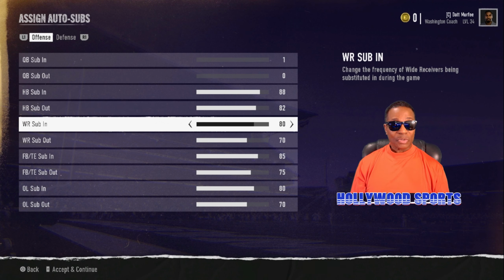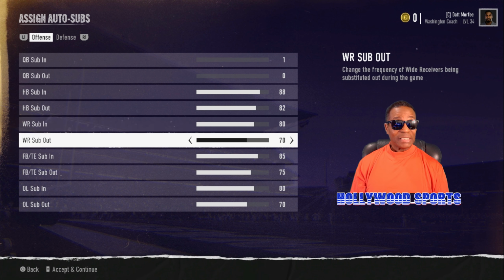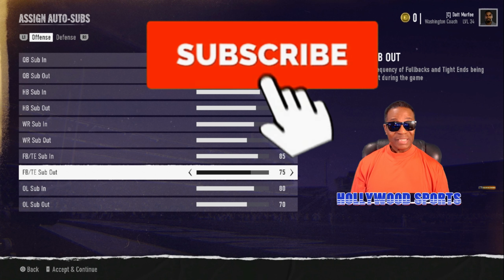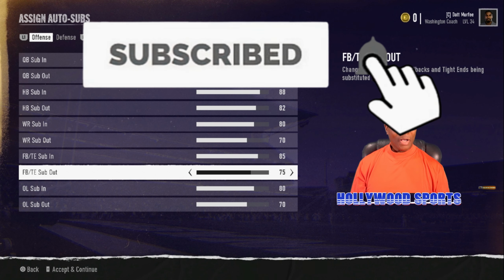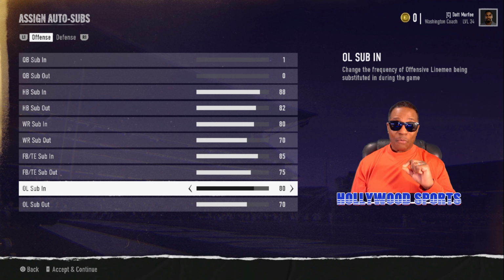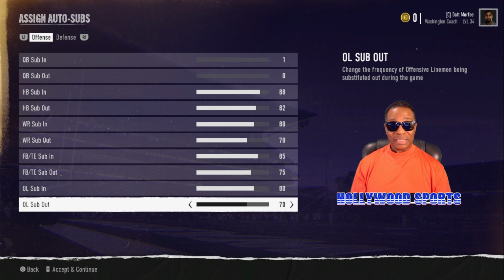Okay, so wide receivers, guys, same thing. 80-70 for wide receivers. They don't take a lot of damage, but they do have a lot of fatigue. So 80 in, 70 out. Fullbacks and tight ends, 85, 75. Now the offensive line is very, very important. You want your offensive line subbing in at 80 and out at 77.